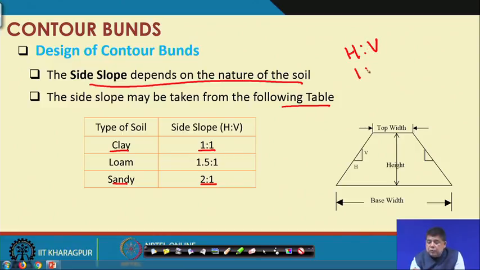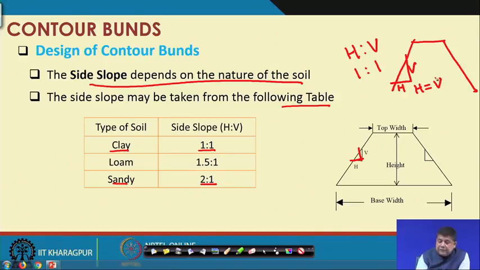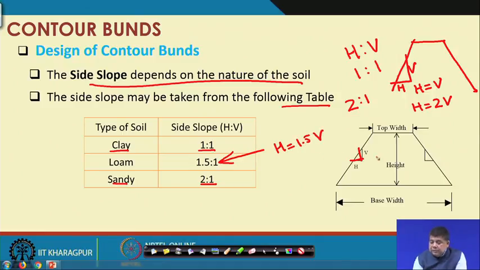So, if we say 1:1, that is one horizontal to one vertical, that means horizontal is equal to vertical. But in case of sandy soil, when we say it is 2:1, that means H will be 2 times V, or in this case in the loam soil, H will be 1.5 times V. So, that means H will be much bigger, which means it will be a much flatter structure, and the base width will be much larger.